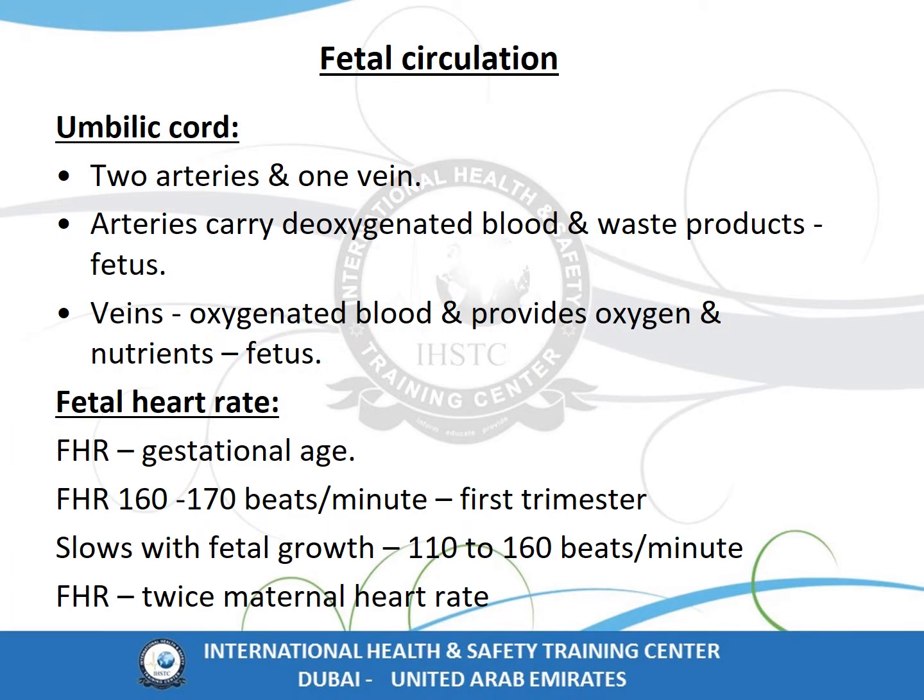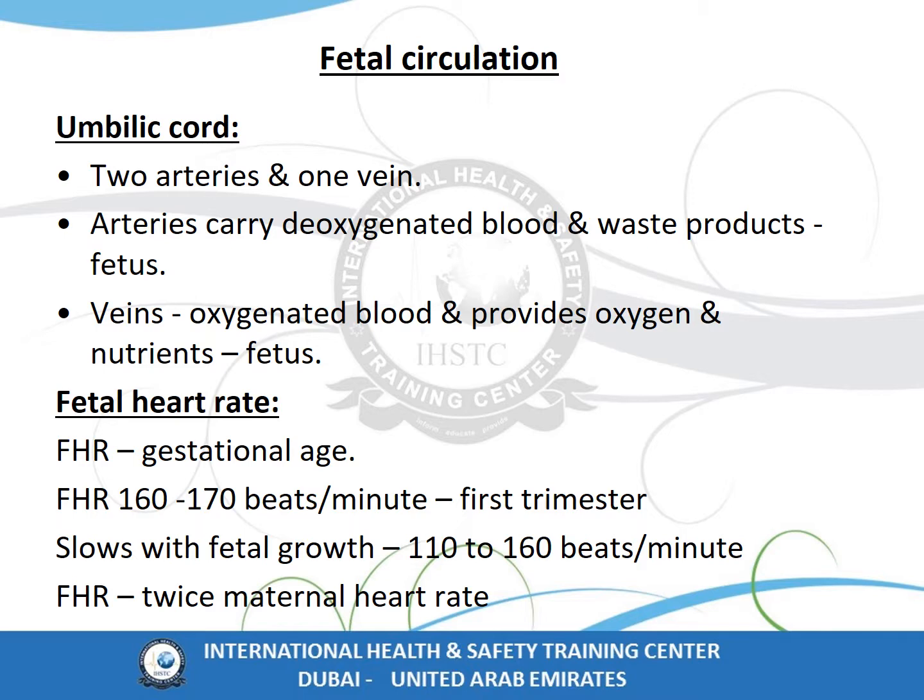Let's understand fetal circulation. Umbilical cord. It carries two arteries and one vein. The arteries carry deoxygenated blood and the waste products from the fetus. The vein carries oxygenated blood and provides oxygen and nutrients to the fetus.